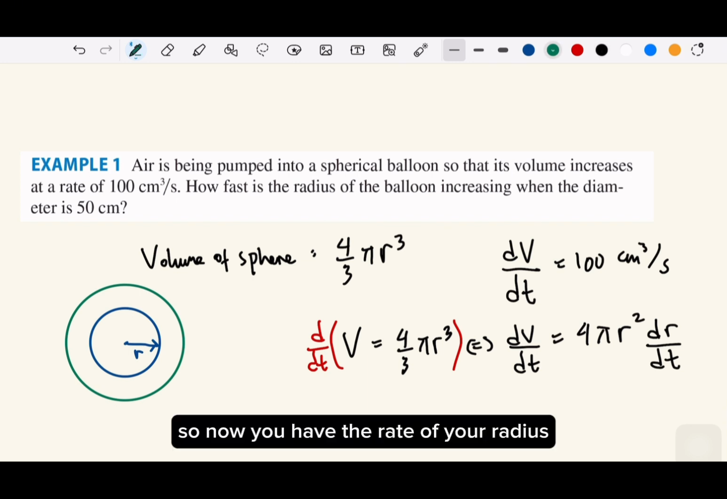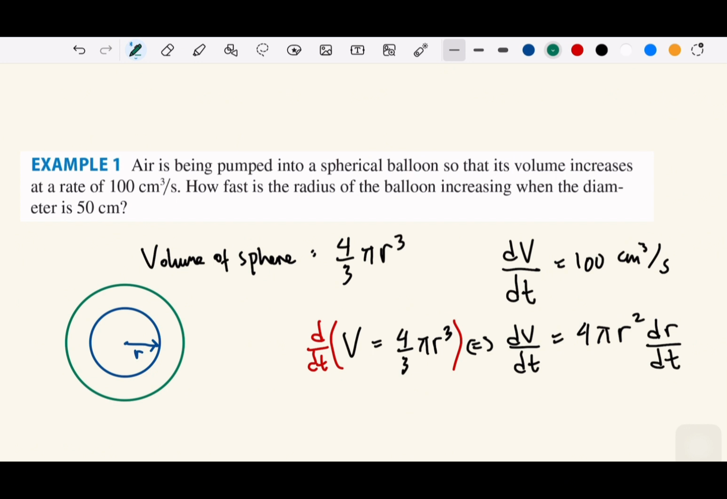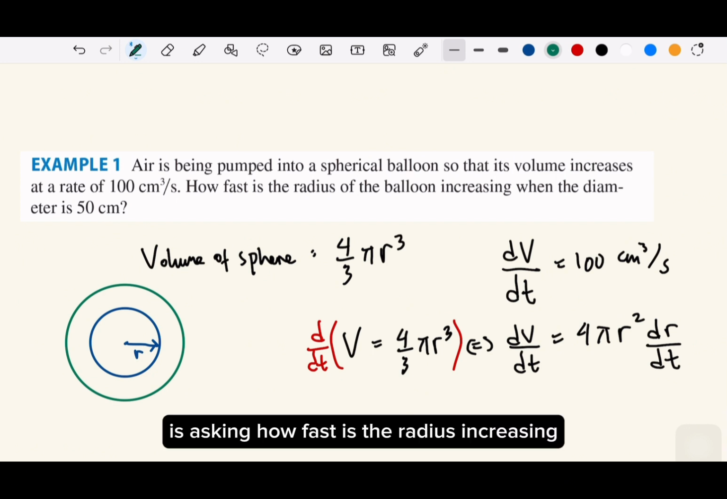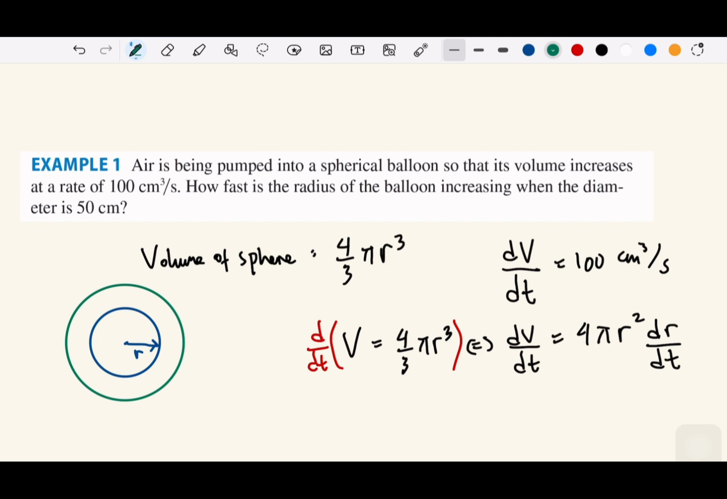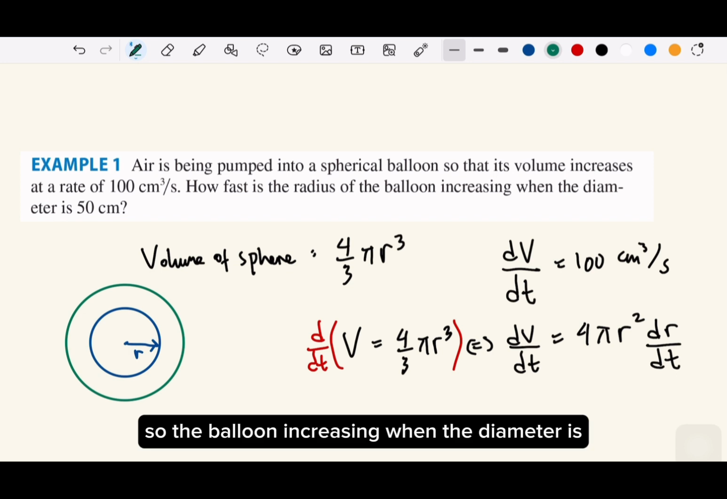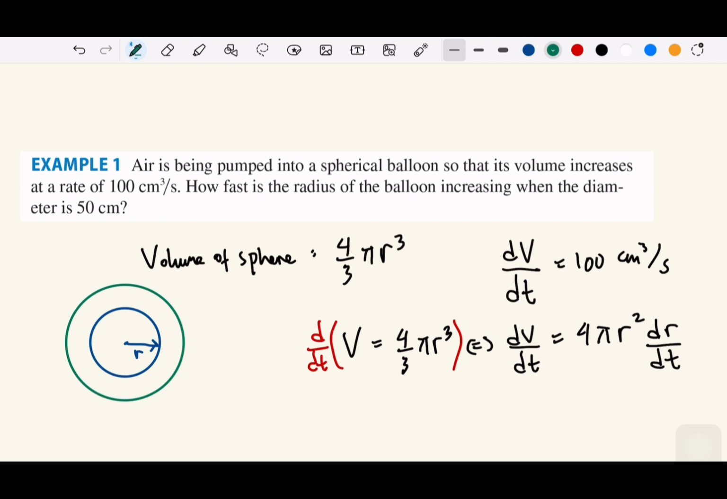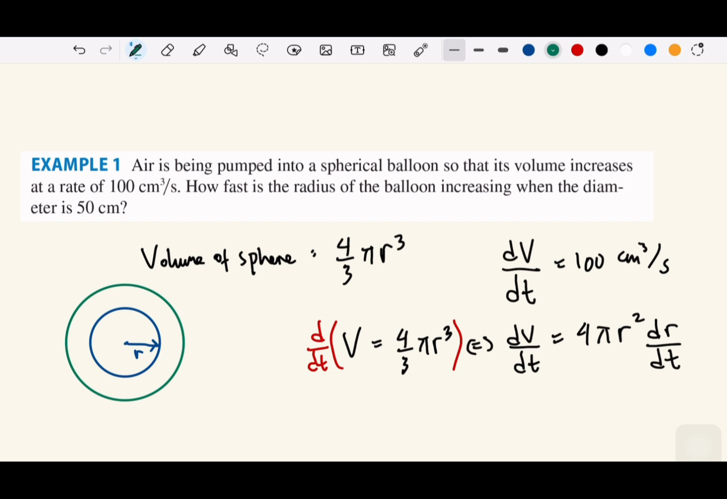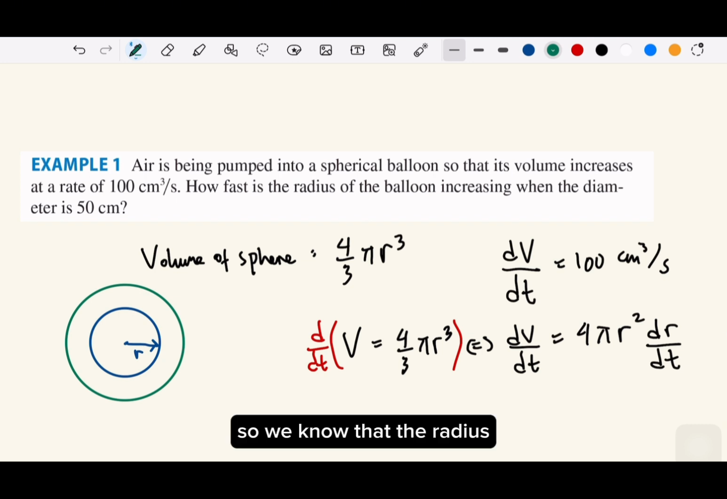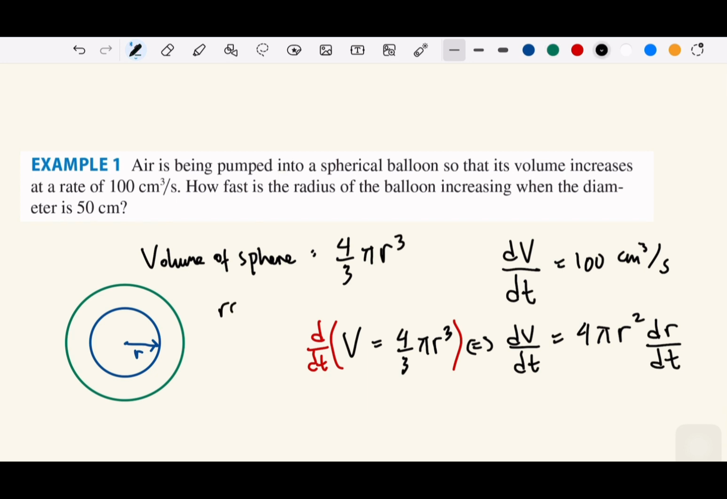So now you have the rate of your radius. It's asking how fast is the radius increasing, which means this is the one that we are going to find. We are going to get how fast the balloon is increasing when the diameter is 50 centimeters, or when the radius is 25. So we just plug into the equations. We know that the radius is 25.